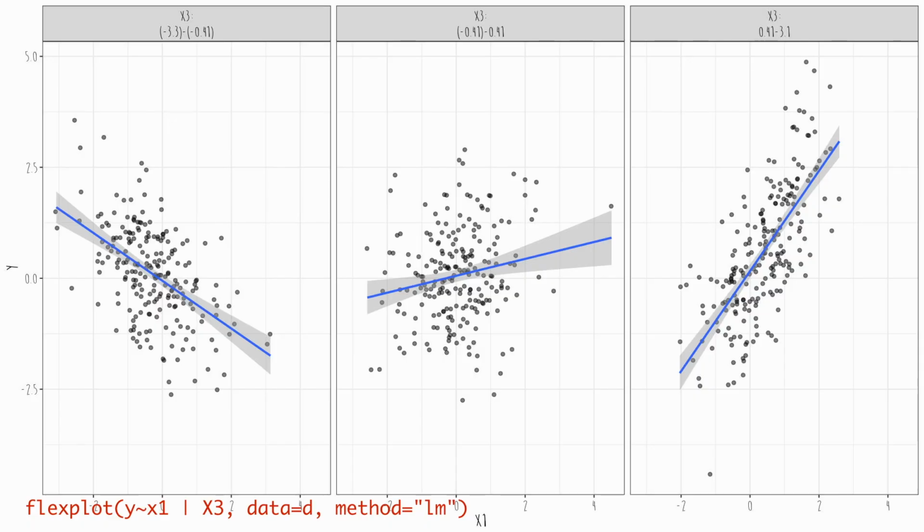So we could do a plot that looks like this, which is much simpler to interpret than the multi-panel plot that we had earlier. This tells us that for low values of x3, the relationship between x1 and y is strongly negative, whereas for moderate levels of x3, the relationship is slightly positive, and then for high levels of x3, the relationship is strongly positive.